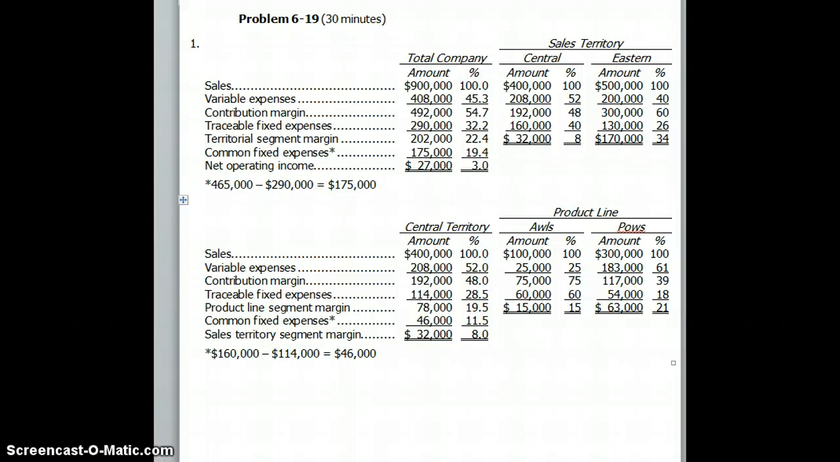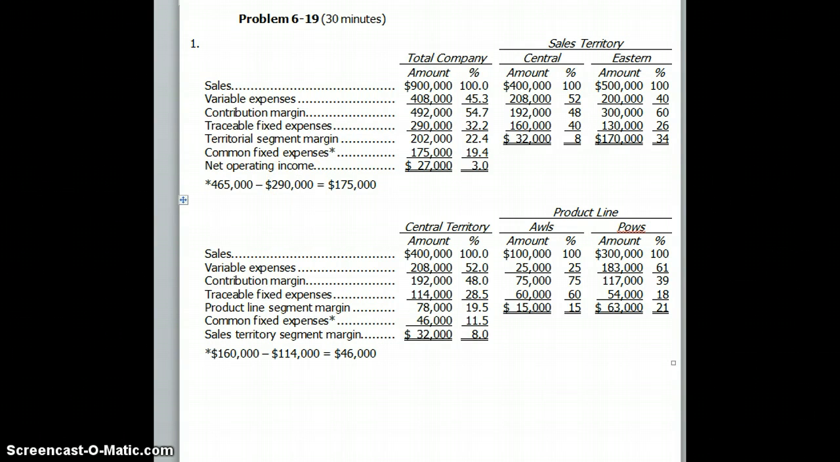Part B then asks us to take the Central Territory, which we'll talk about in a little bit, is the weakest performing territory, and break it out between their two products, Alls and PALS. Basically they give us further information as to the sales for each, the variable costs for each, as well as the fixed costs which are traceable to each. So Part 1 says to prepare contribution format income statements for the Central Territory as well as the overall company.